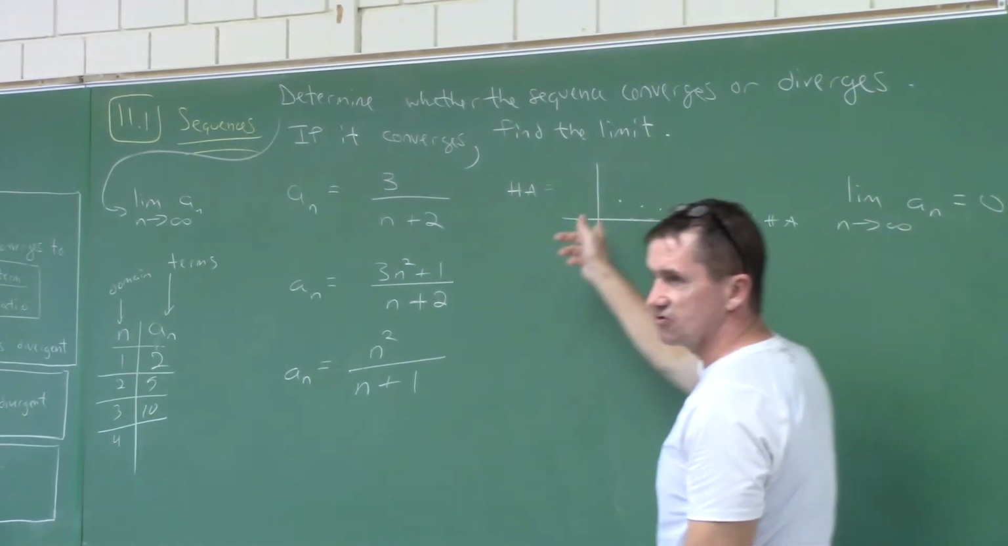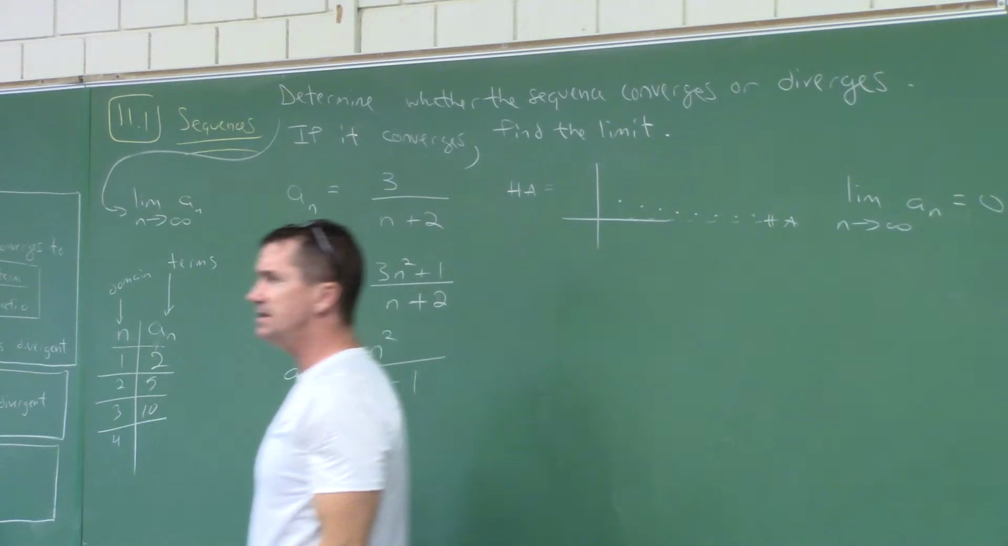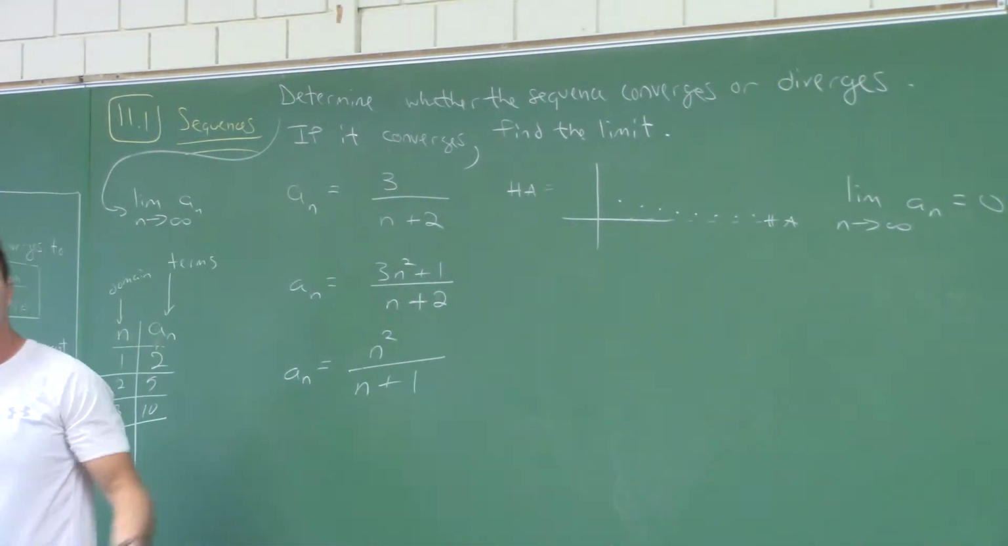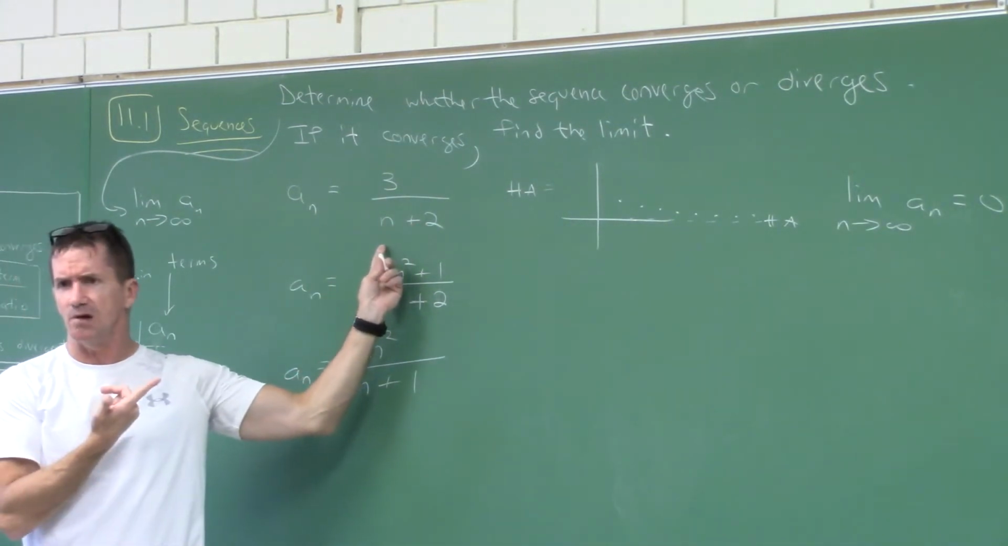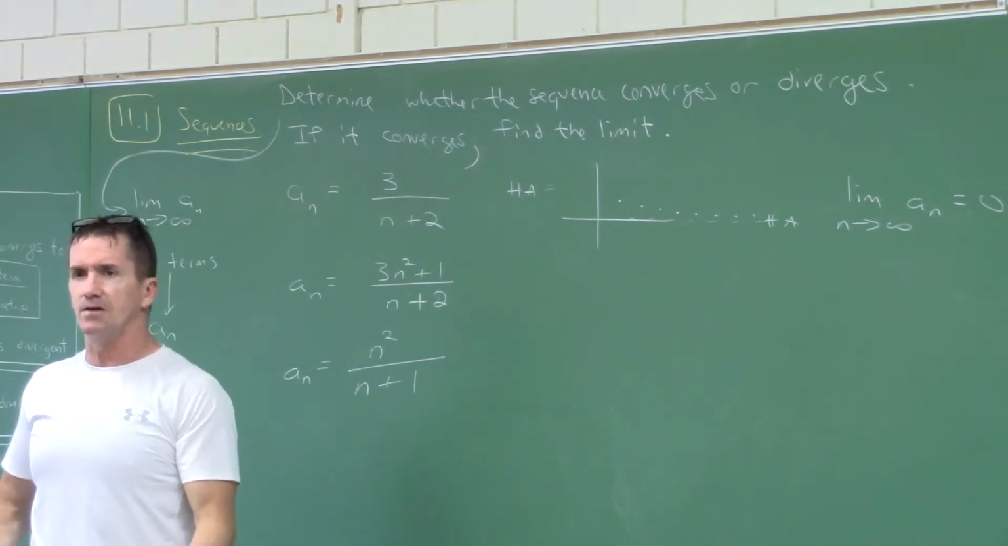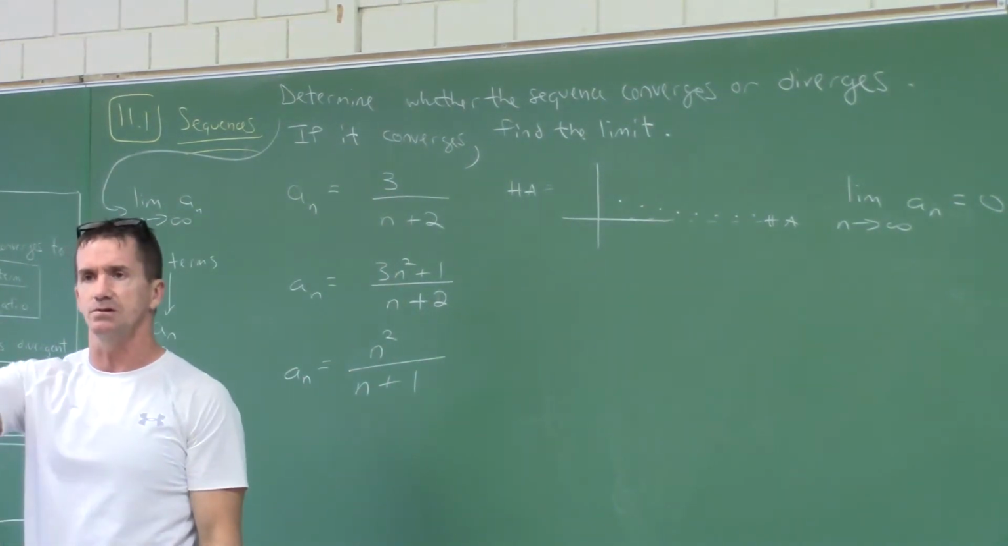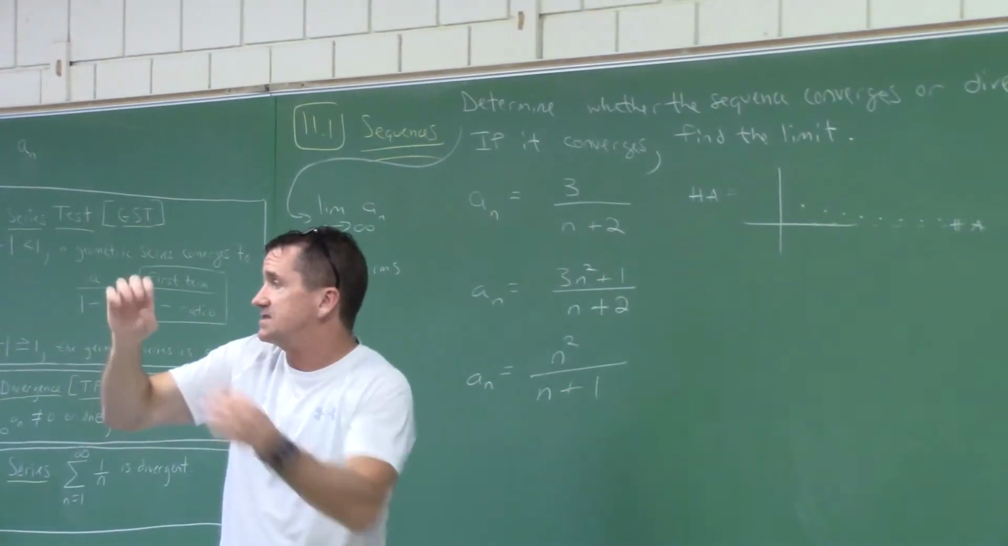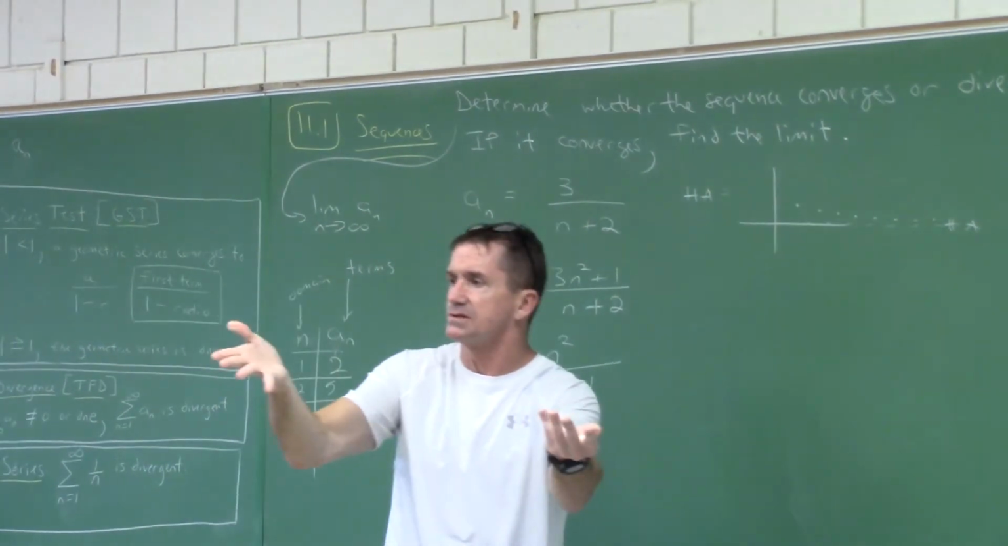Now I looked at this graphically. Could you look at this numerically? It's not a bad idea. You can look at this numerically. Just start plugging in big numbers. What's 3 over a million? 3 over a trillion? What's that getting closer and closer to? 0. The terms are getting closer to 0.